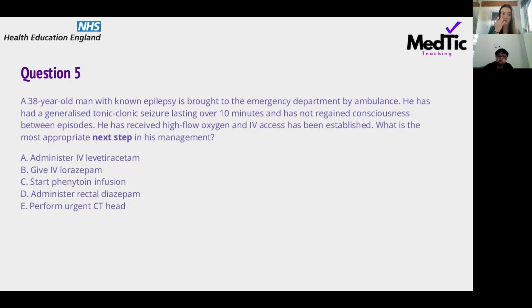So the last one from me: a 38-year-old man with known epilepsy is brought to the emergency department by ambulance. He's had a generalized tonic-clonic seizure lasting over 10 minutes and has not regained consciousness between episodes. He has received high flow oxygen and IV access has been established. What is the most appropriate next step in his management?